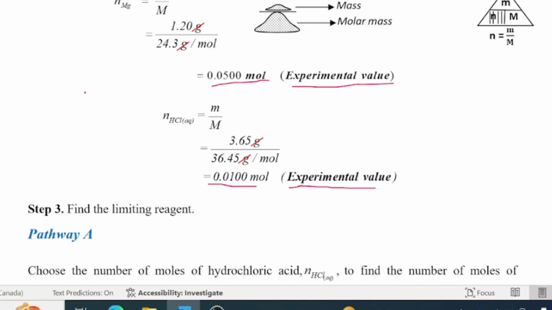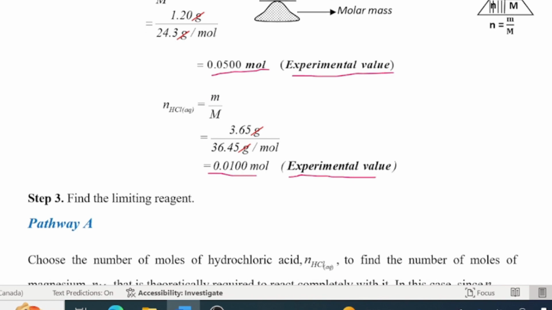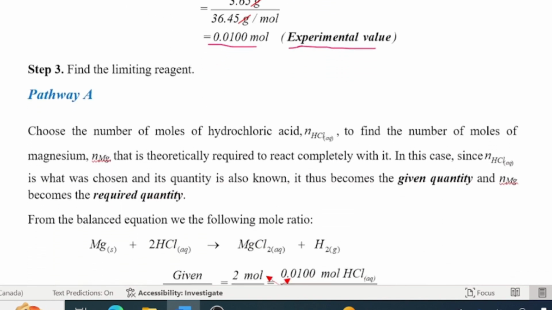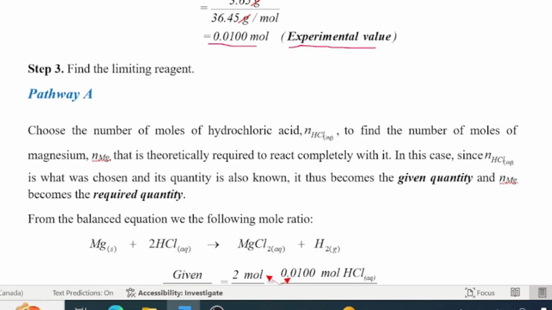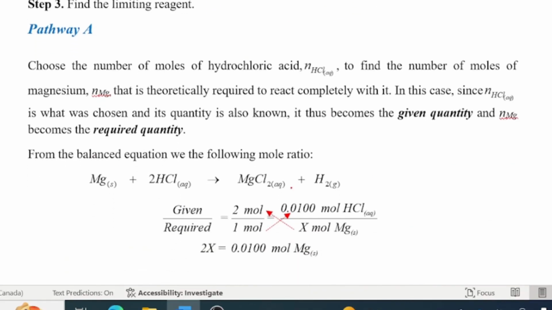If you use correct amounts, you can use any one of those here to find the products, right? But in most cases, you just mix things arbitrarily, and then you're asked to find the mass of a product, then the problem becomes difficult. So we'll show you both ways the students will avoid the limiting reagent. Choose the number of HCl, okay? So HCl now becomes your given reagent, and you want to find the number of moles of this that's required to react with that number of moles of HCl.